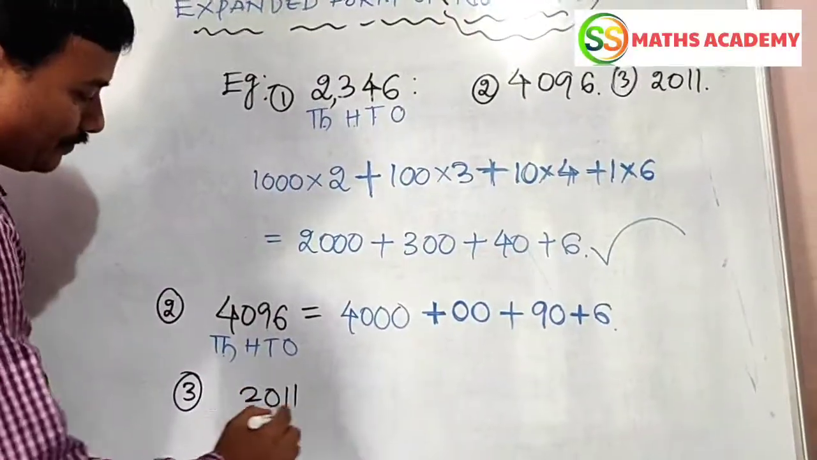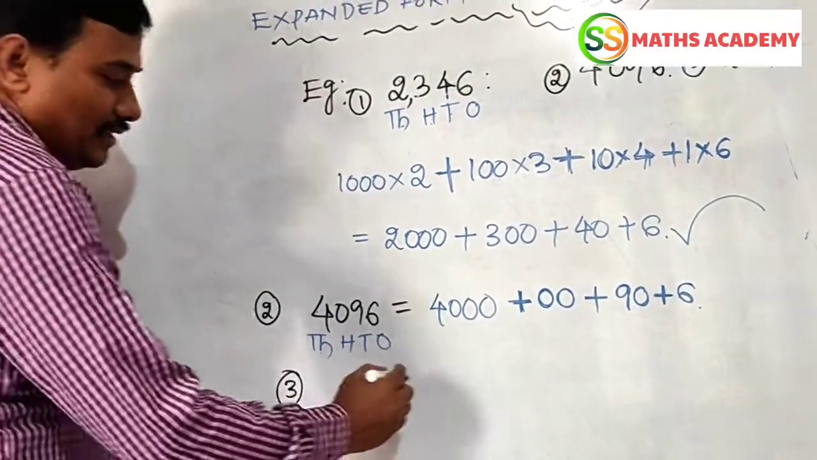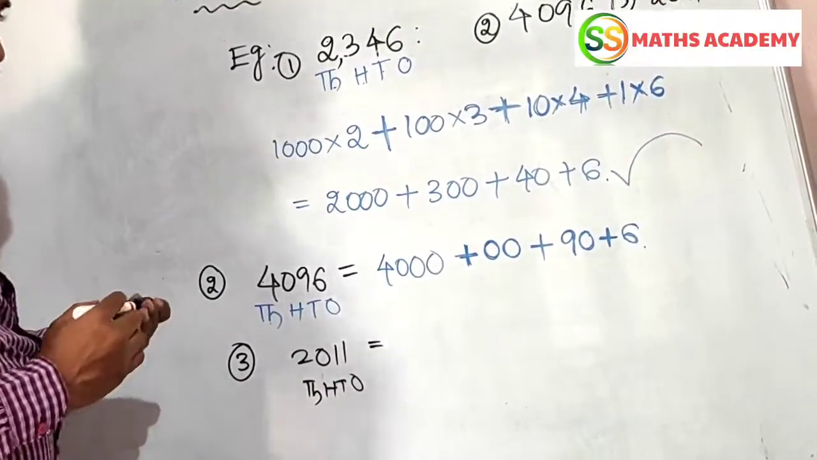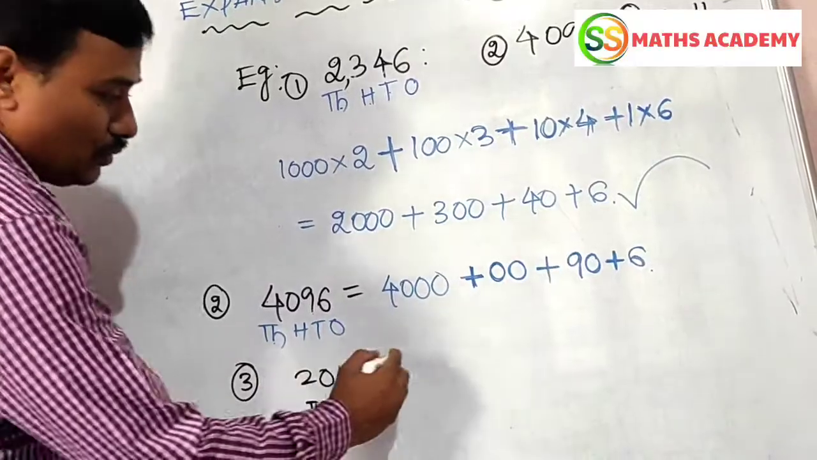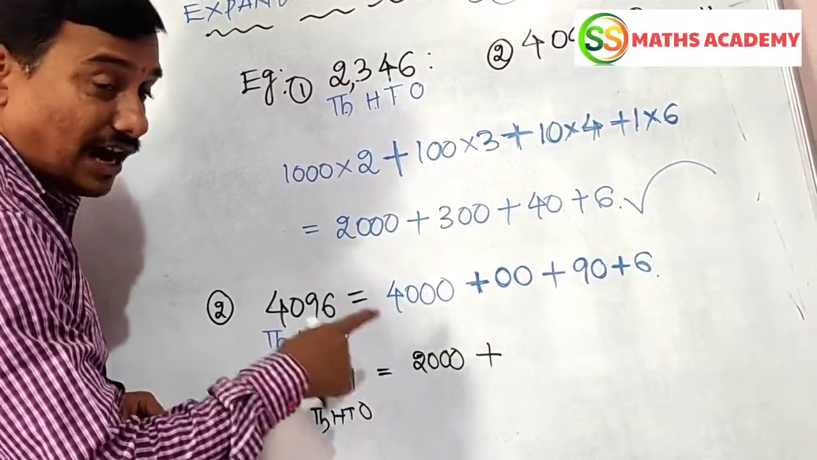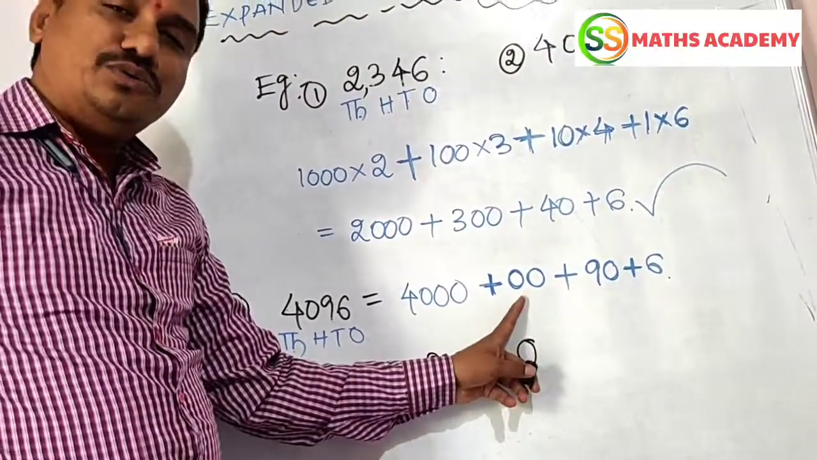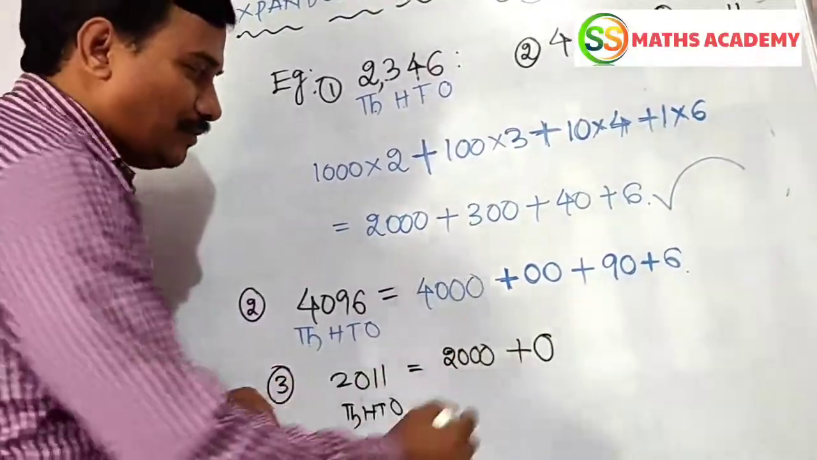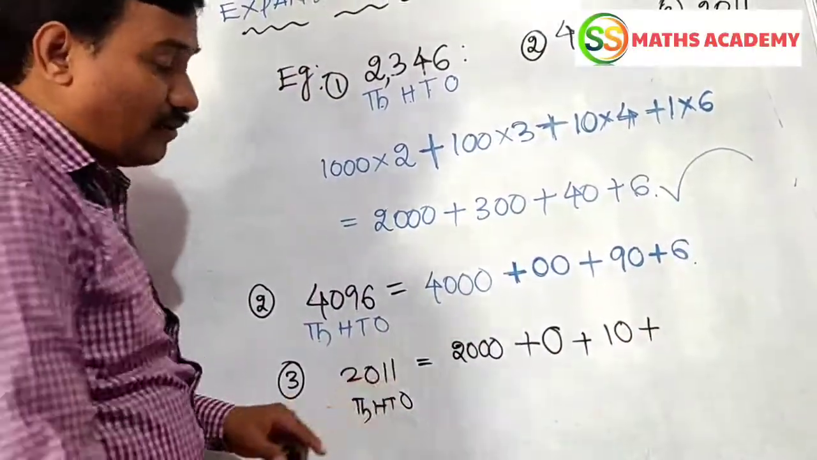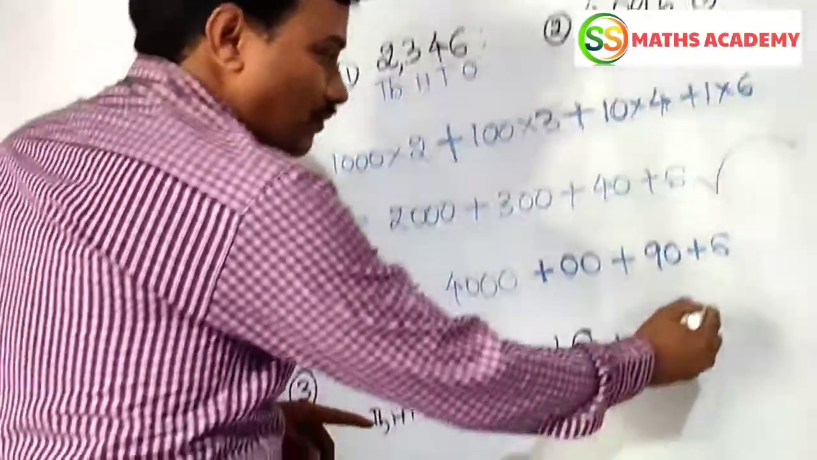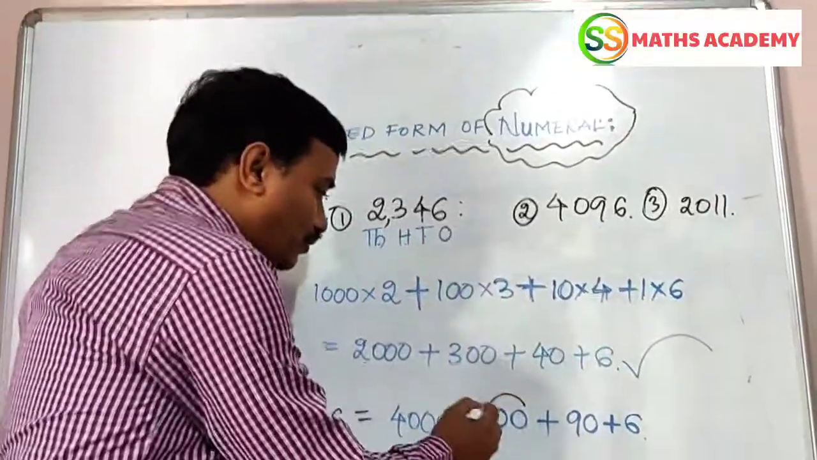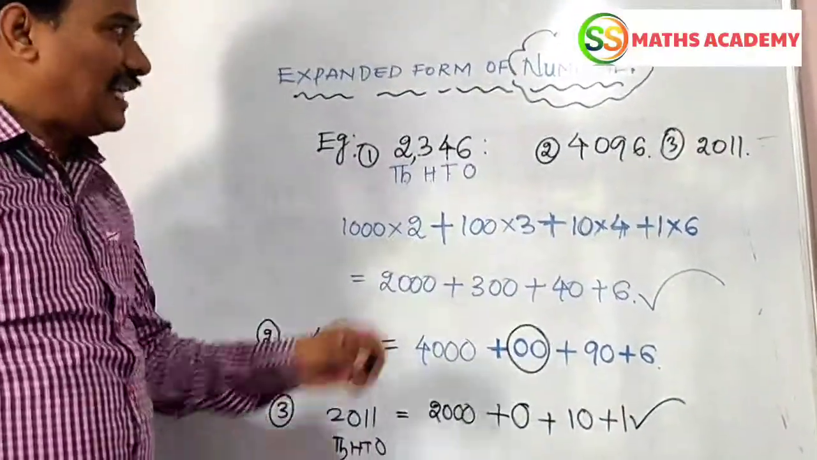For example, 2011. In that also we have to see ones, tens, hundreds, thousands. In the thousands position, what number is there? 2. 2 into 1000, 2000. Next symbol is plus. Hundreds position is 0. 100 into 0, 0. You have to write 2 zeros, or 1 zero. No problem at all. 0 will come. Plus tens position 1, 10 into 1 is 10. Plus ones position 1, 1 into 1, 1. This is called expand form of a number. Here, instead of 2 zeros, you can take 1 zero also. Correct. This is the expand form.